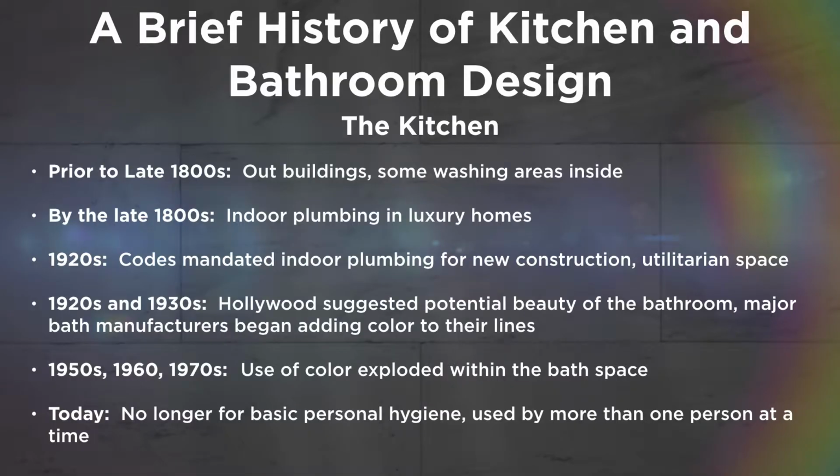Up until the late 1800s, toilet facilities were located in an outbuilding. Many homes, however, did have some space to allow for bathing. Now, in the late 1800s and early 1900s, indoor plumbing made an appearance in luxury homes. And it wasn't until the 1920s, though, that codes required indoor plumbing in new construction.